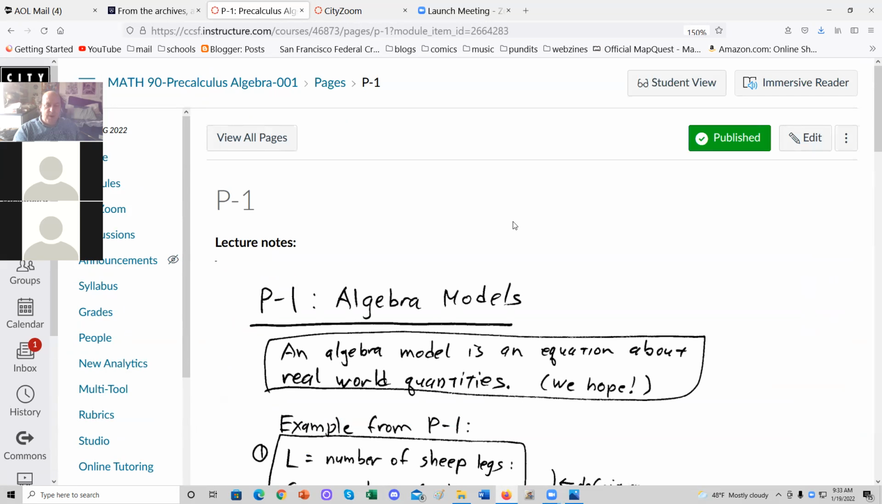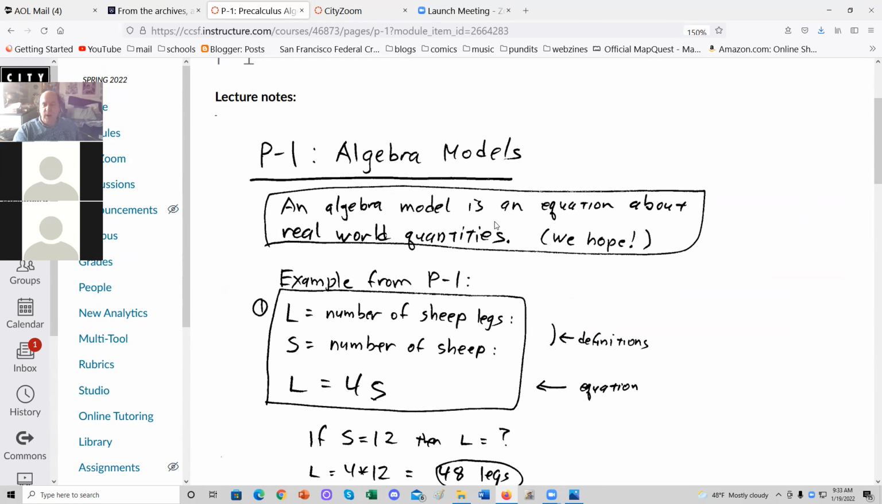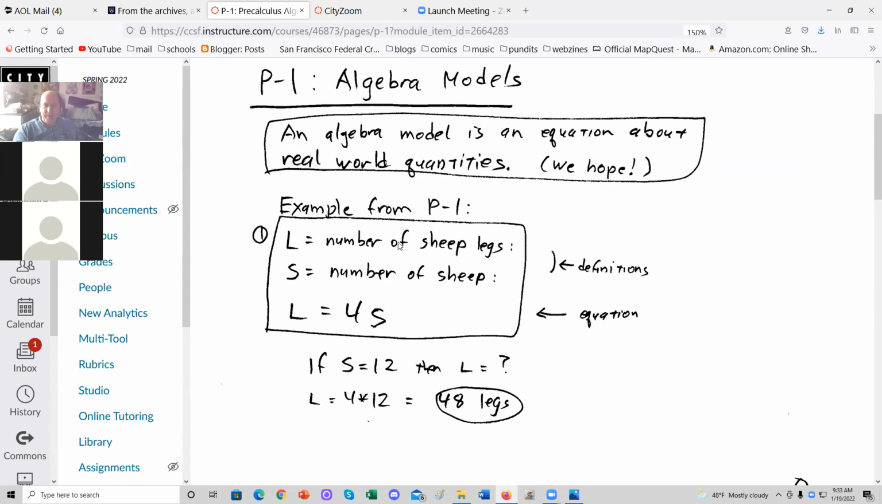In this course, we'll be covering models of algebra. The idea is an algebra is an equation that's about real world quantities, we hope. For example, if L is the number of sheep legs and S is defined as the number of sheep, then L equals 4 times S, unless there are some cripples or sheep walking around. So if S is 12, then what's L? There's 12 sheep, then times 4 makes 48 legs.